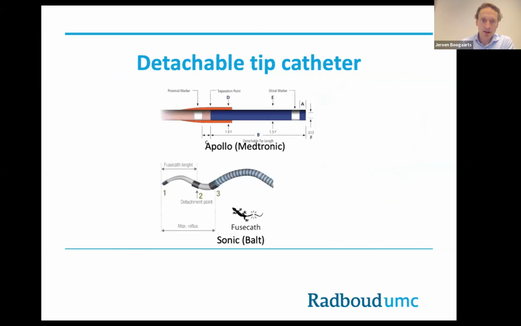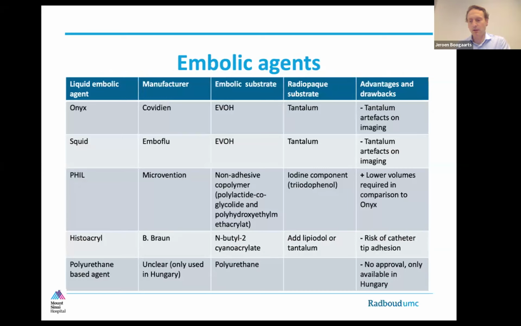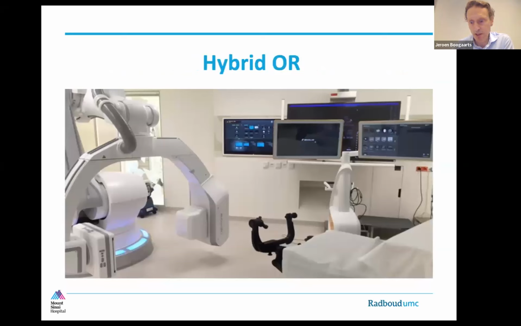Especially helpful are the detachable tip catheters, which, at least for me, are the Apollo and the Sonic, very useful catheters. Also, the small balloon catheters nowadays are very useful in treatment of those fistulas. Also, there are a lot of embolic agents. I usually work with Onyx and SQUID, which are most practical for me, but there are many others and many other strategies. A hybrid OR is especially useful for those cases you treat open, so you can have direct intraoperative control whether the treatment is complete, yes or no.